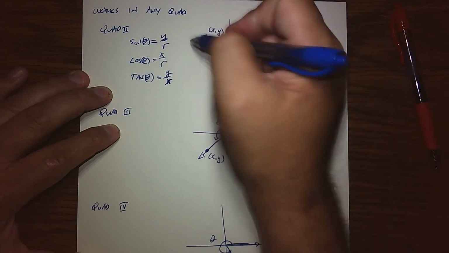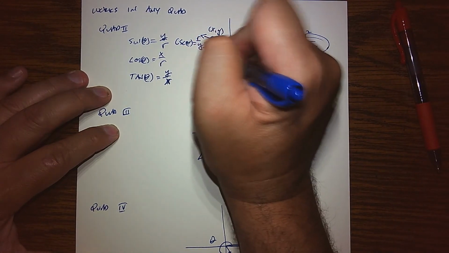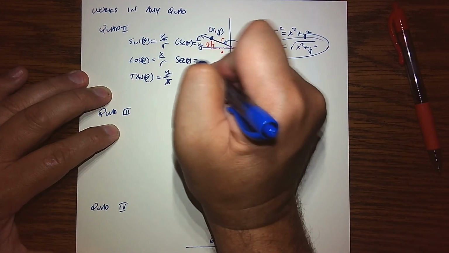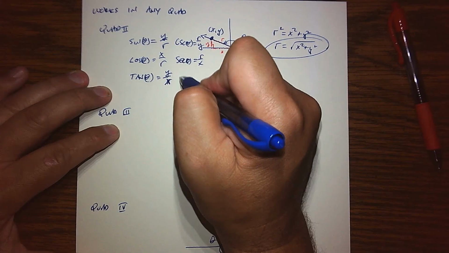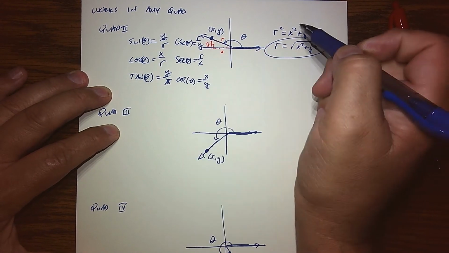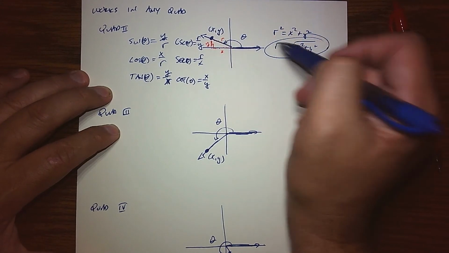And of course, then they're flips. The cosecant of that angle is r over y. The secant of that angle is still going to be r over x. The cotangent of that angle is still going to be x over y. So our definition still works. Everything's still in order if we're in quad 2.